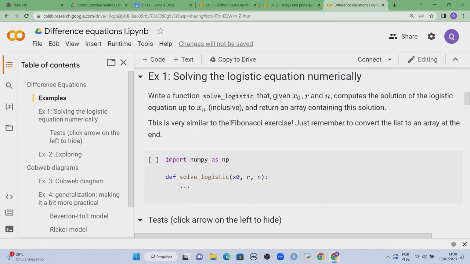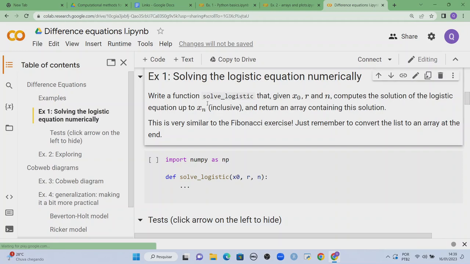So this is the first exercise of today. This is similar to the Fibonacci sequence exercise. We want to write a function that, given the initial condition, the value of r, and the number of steps I want to take, returns an array. So just build a list, and at the end you convert it to an array. We want you to build a list with the values of x0, then x1, x2, x3, up to xn, okay?